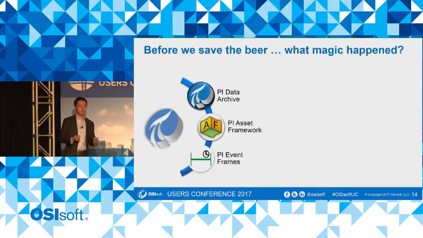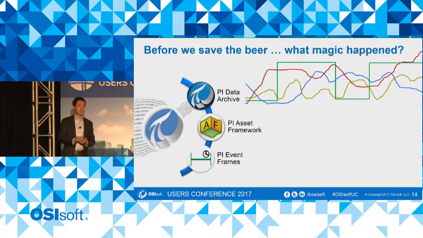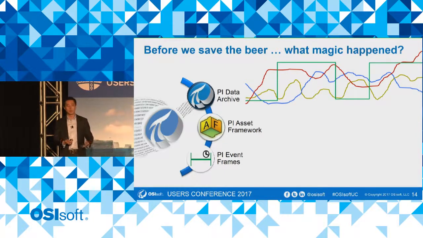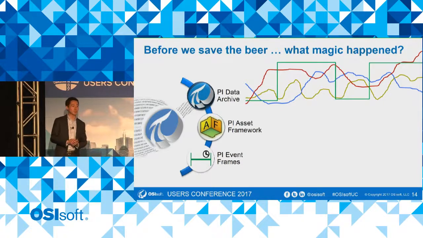So before we move on to solving this problem, let's take a look at what has already happened with the PI System. Even at this stage, before we solve the problem, the PI System has already helped Deschutes in some ways. Number one, the data archive. Instead of looking for sensor data from different data sources and different data silos, we consolidated all that sensor data into the PI Data Archive, and we can retrieve it from the same location.